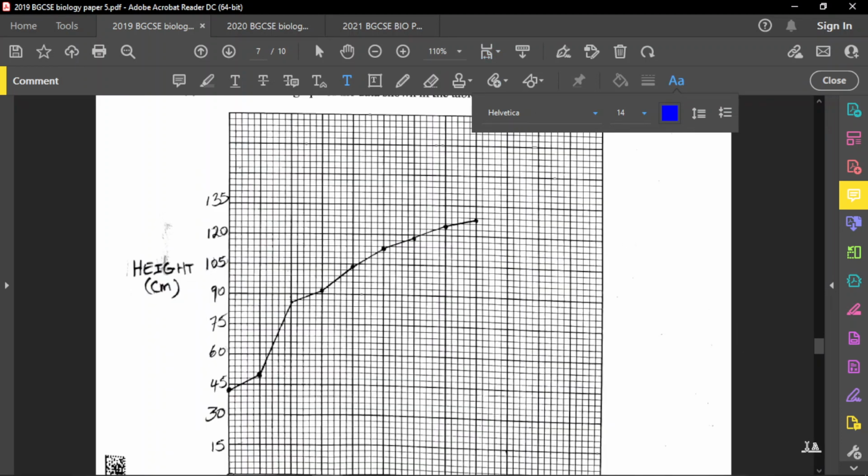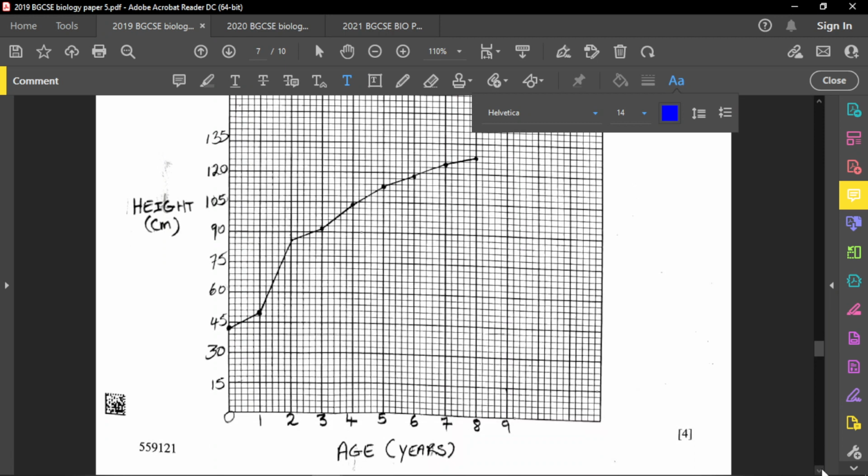There are certain things I want to point out when it comes to the graph. One, you must use appropriate scales for your axes. Very important. Why? You want a graph to be at least half of the page. If a graph is very, very small, then you're going to lose marks for it.